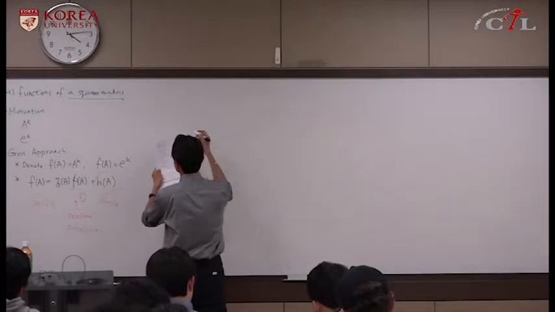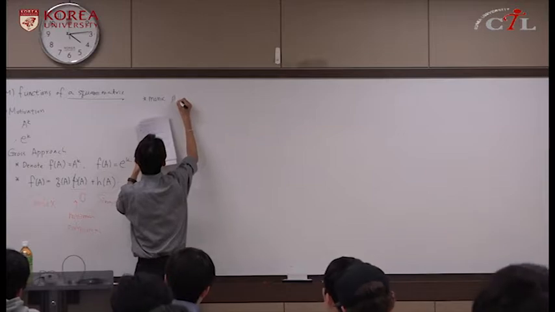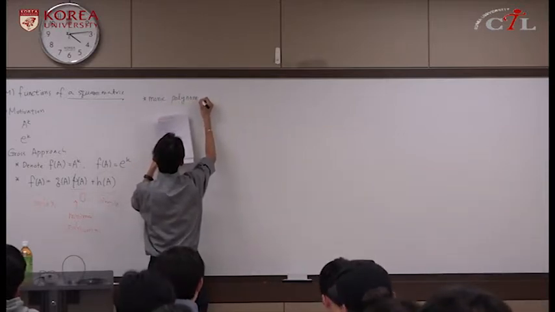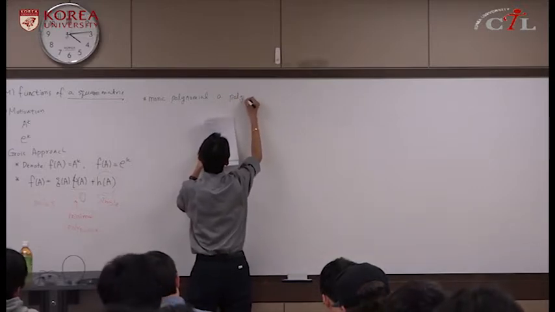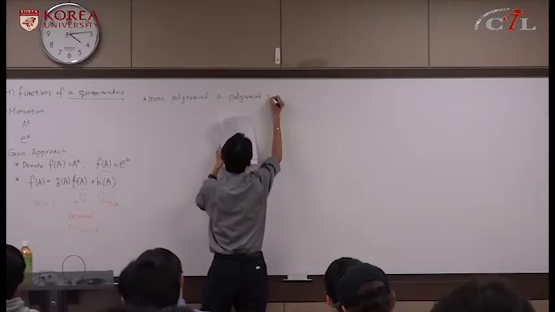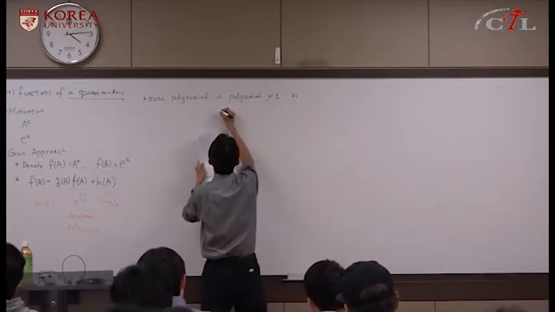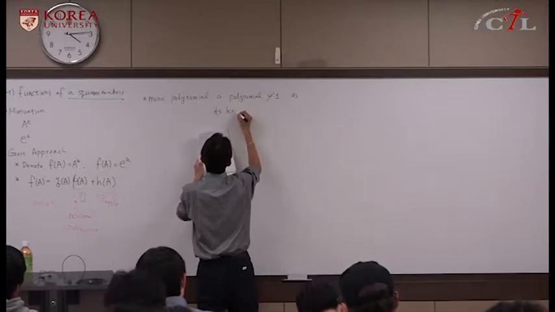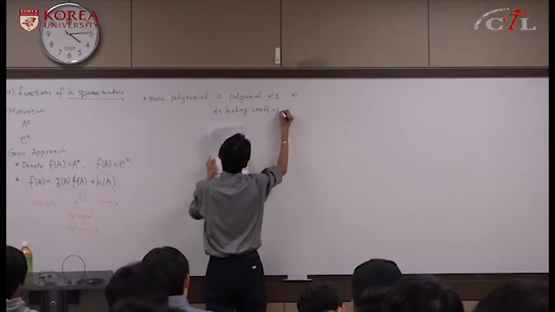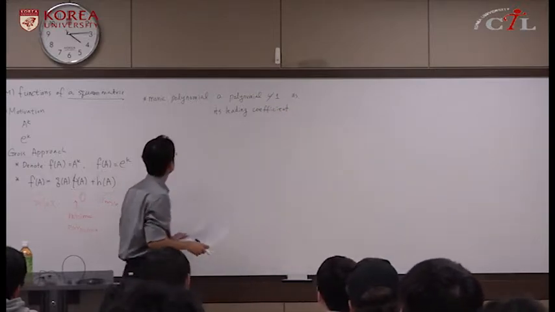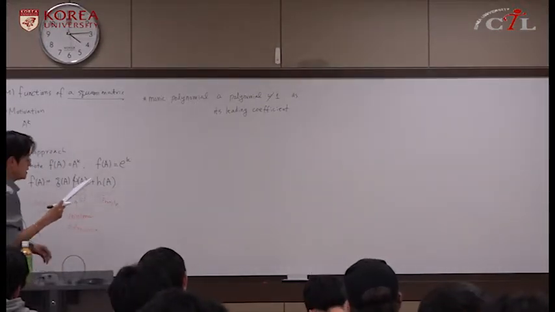So, minimal polynomial. First, let's define a monic polynomial as a polynomial with 1 as its leading coefficient. Let's define a monic polynomial as a polynomial with 1 in its leading coefficient.